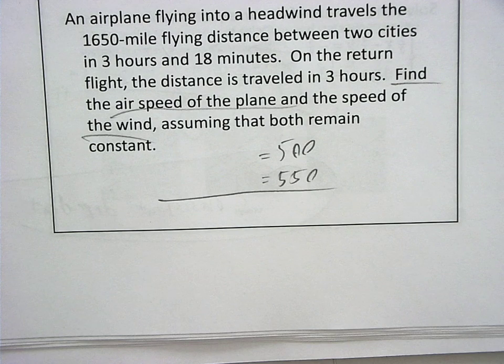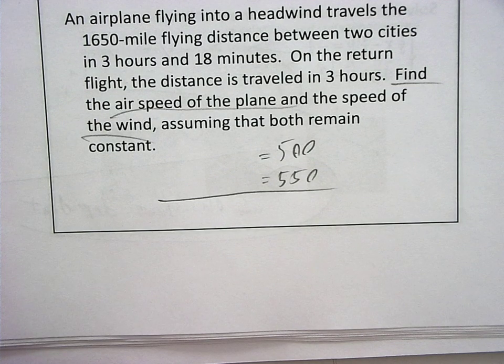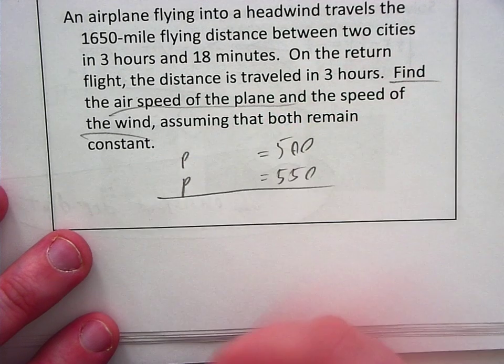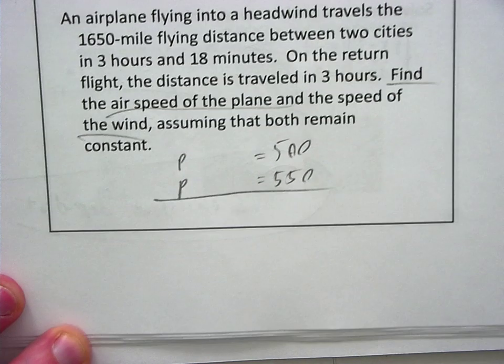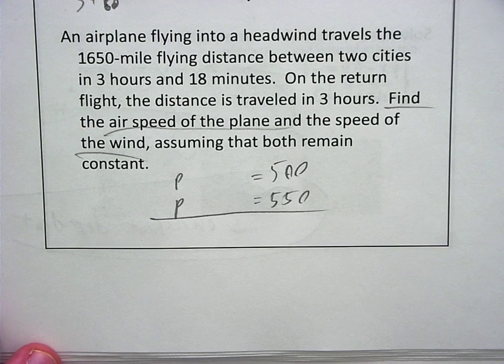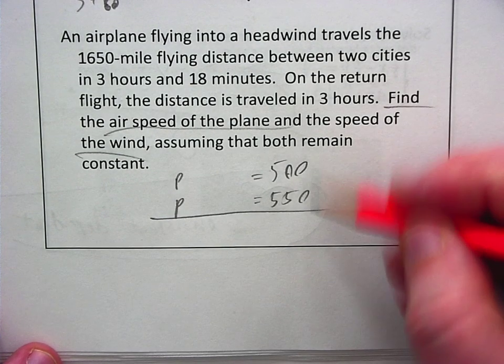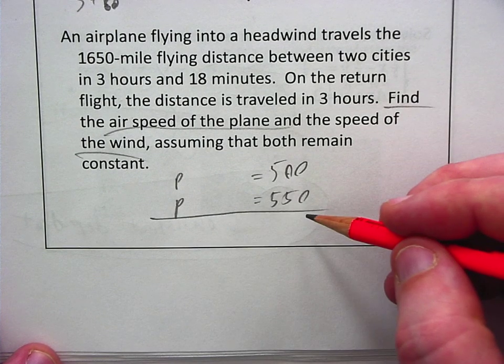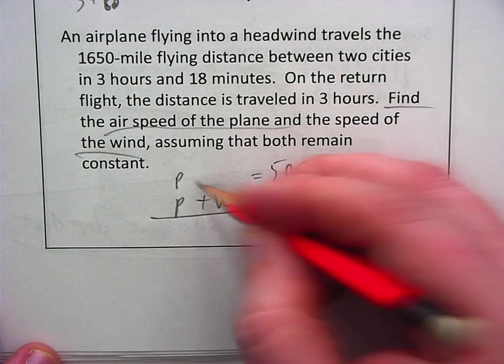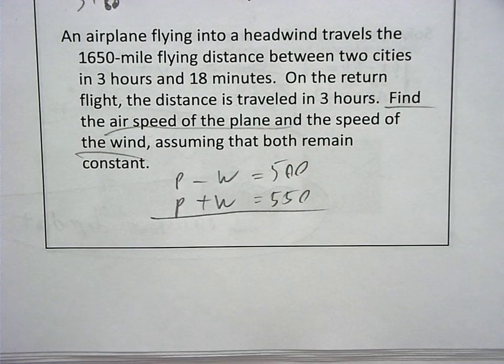Now I want to take the plane and the wind speed. What am I doing with them to get the 550 miles per hour? So stop and think about it. The plane's going to be the same either way, right? It's just whether the wind is acting against it or with it. Logically, which one would be acting with it if these are speeds? The one going back, the 550, the faster one. Right, the faster speed, you add the wind to the plane speed. The slower speed, you subtract it.